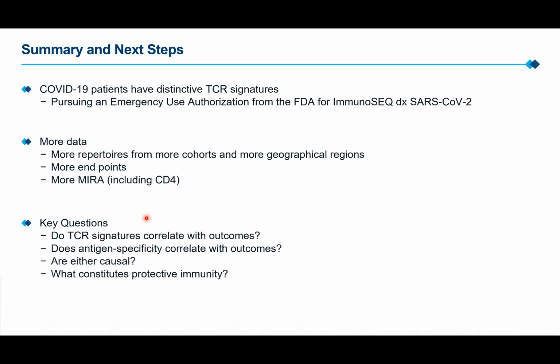Do TCR signatures correlate with outcomes? Does the antigen specificity correlate with outcomes? Are either causal? I didn't talk about that at all today, but we do have longitudinal samples for maybe 100 or so cases and are looking to fill that out with more time points and more individuals. I haven't really wanted to dive into that too much yet until we can get a richer data set, but I think that will be a really interesting opportunity to look closer at causality.